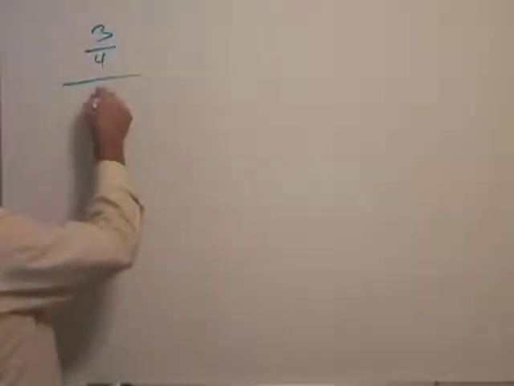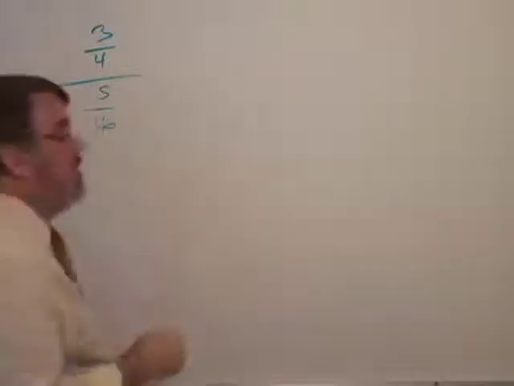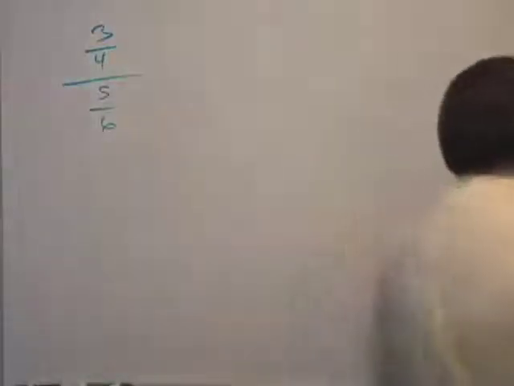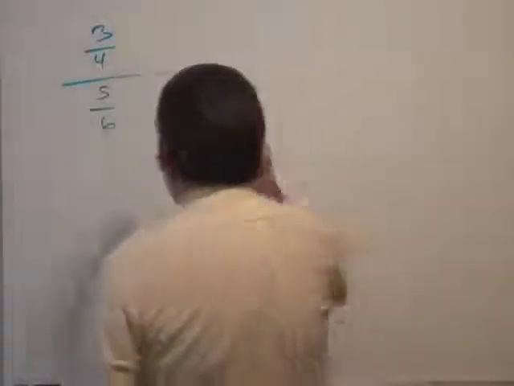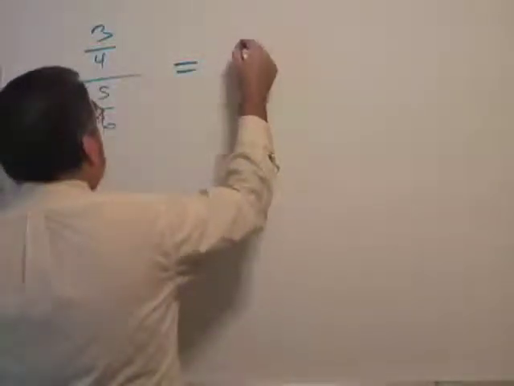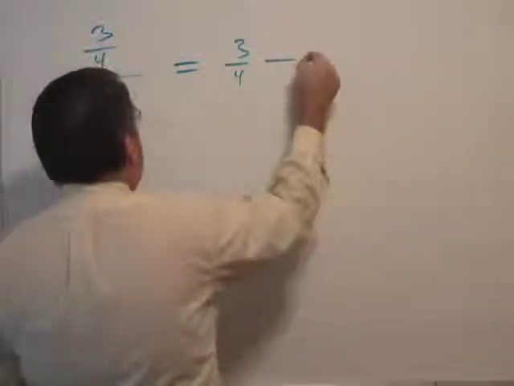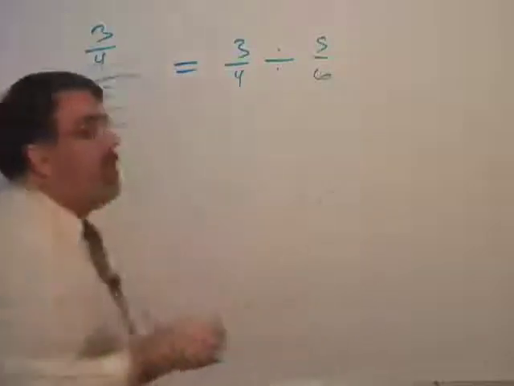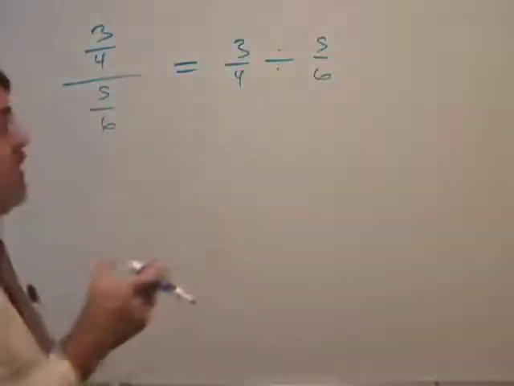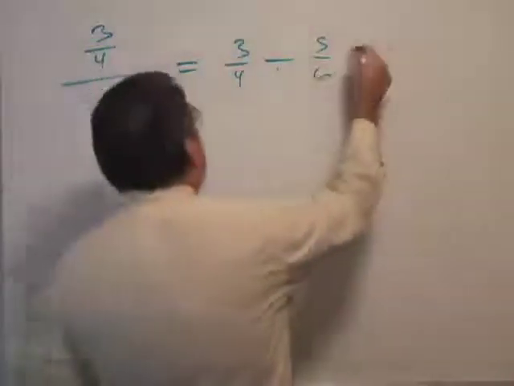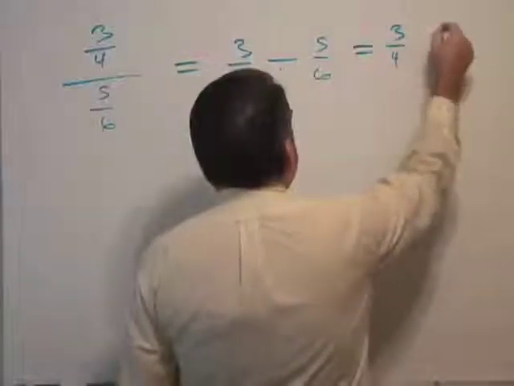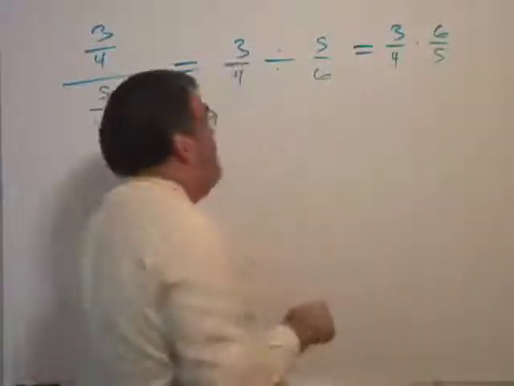So I'll put one up here. Suppose we had 3/4 over 5/6. All right, so 3/4 is divided by 5/6. In other words, 3/4 divided by 5/6. And normally we would think of it this way and then invert and multiply. So I had 3/4 times 6/5.